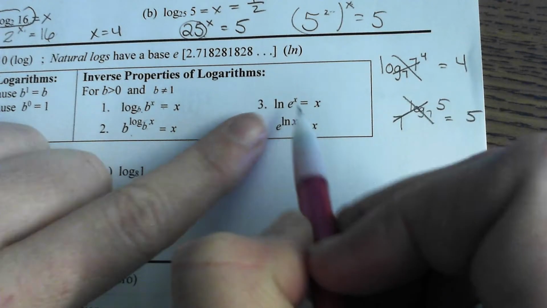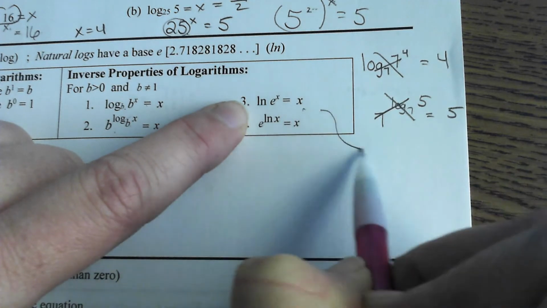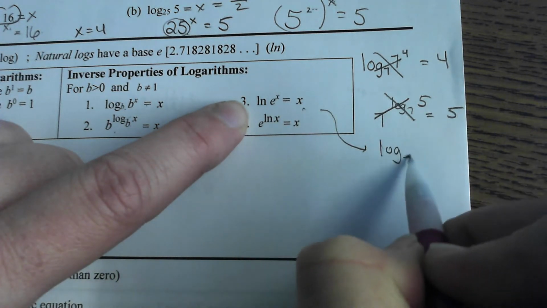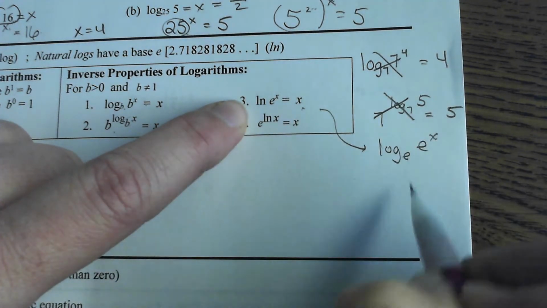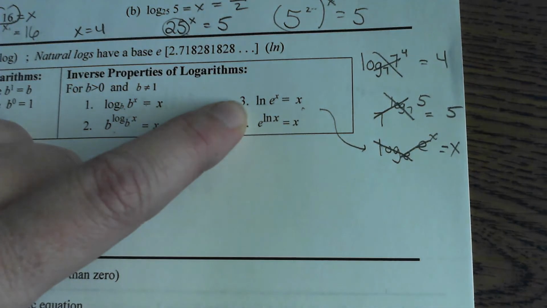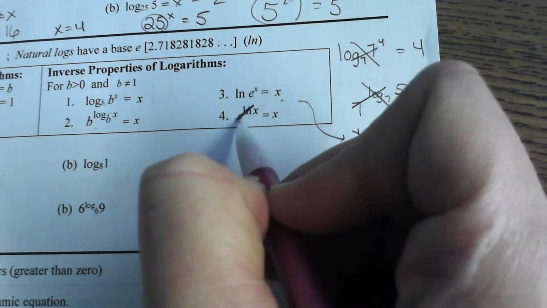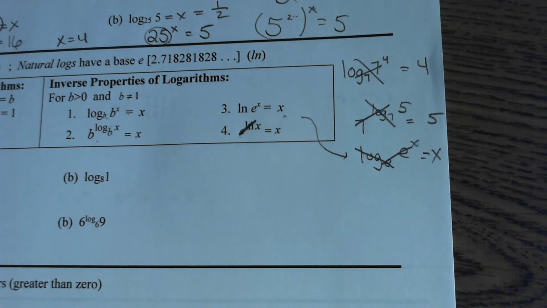Number 3, finally, we see ln for the first time. Because that is technically log base e of e to the x, again, log base e of e cancels, and that's just x. So a natural log and an e cancel. You probably did that a lot last year when you were solving equations. That's how you got rid of an e, is you just took the natural log of both sides. And then in 4, same thing, e to an ln, those cancel, and so it just equals x.